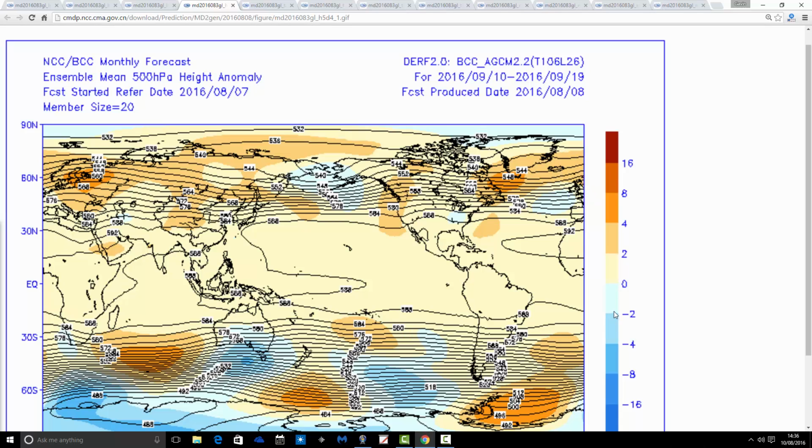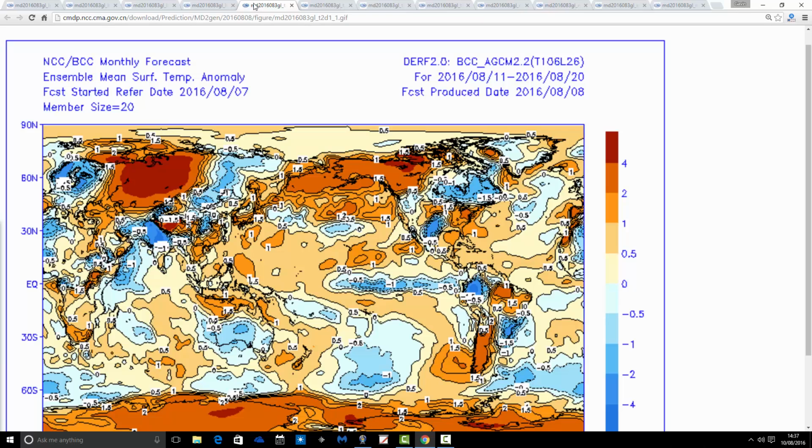So this is looking like quite an untypical pattern that the Beijing Climate Centre is going for this September. Fair amount of northern blocking, which is unusual in September. At least hints that low pressure won't be all that far away, which probably means a more unsettled month. So let's have a look at temperature and precipitation anomalies for the next 10 days.